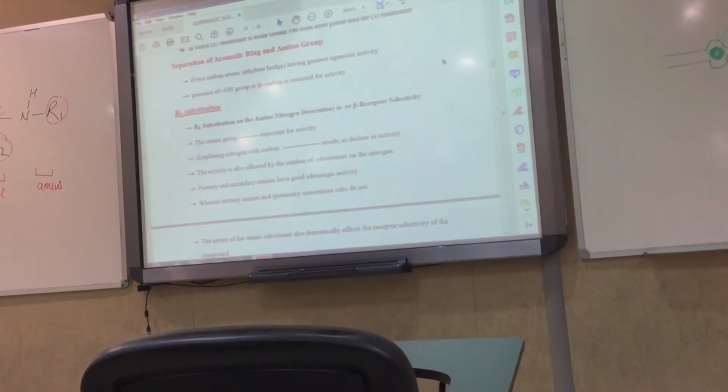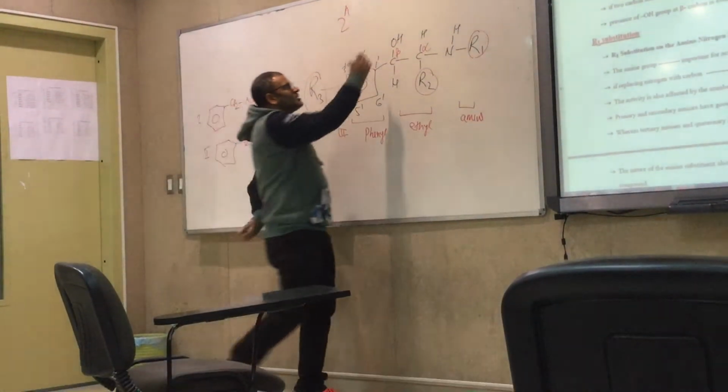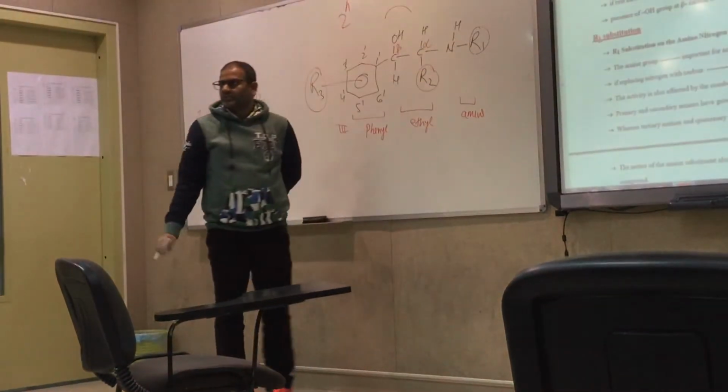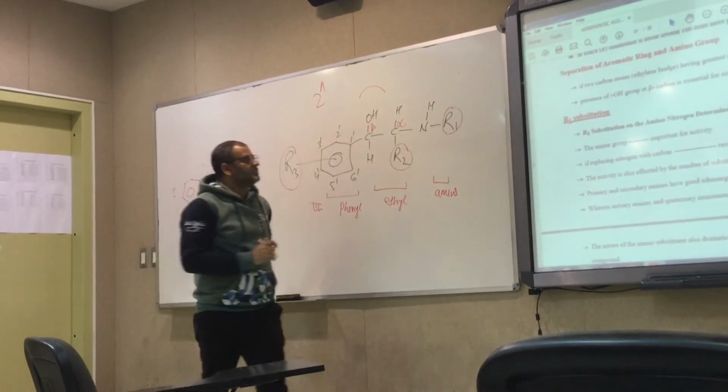The second thing is that the presence of an OH group on the beta carbon is essential for activity because it makes which bond? Hydrogen bond.